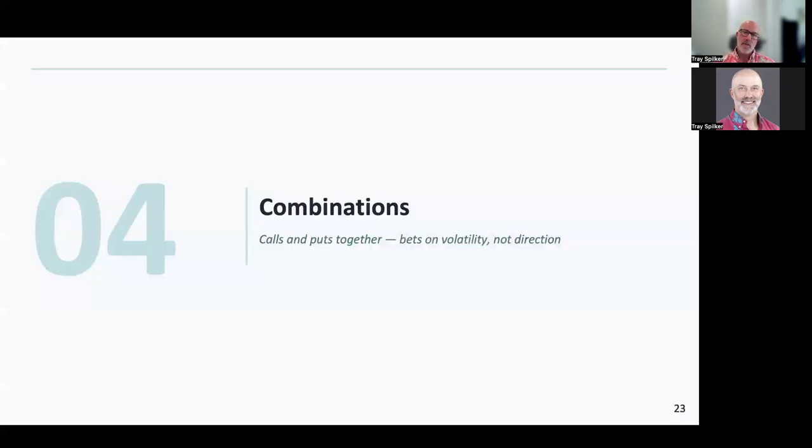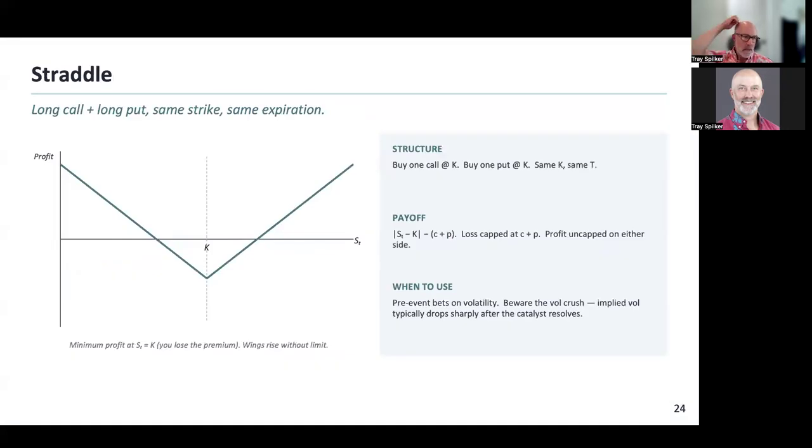All right, last but not least, we're going to talk about some combinations here. These are strategies that combine calls and puts. And when we do that, it's a bet on volatility. So here's a popular one called a straddle. It's literally a long call and a long put at the same strike with the same expiration.